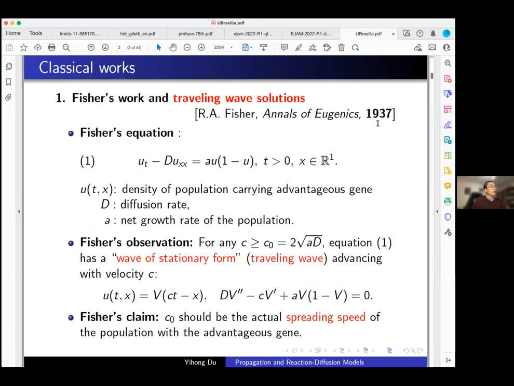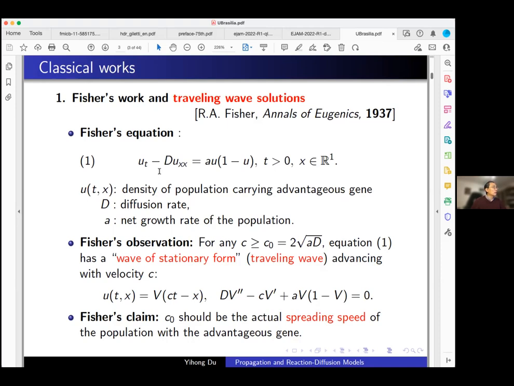So in a very well-known paper now, a 1937 paper, Fisher used this semi-linear parabolic equation, or we call it a reaction-diffusion equation, to describe the propagation of a certain gene in a population. So here, the unknown function u is a function of time and space location x. It represents the density of the population that carry that particular gene. It's called an advantageous gene.